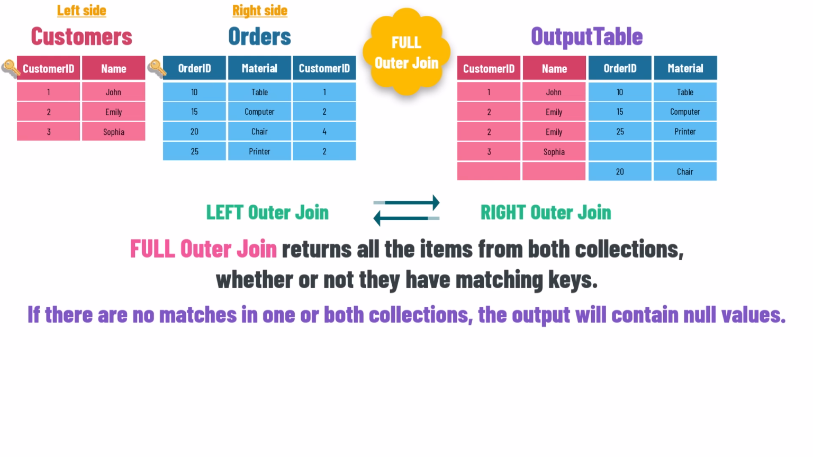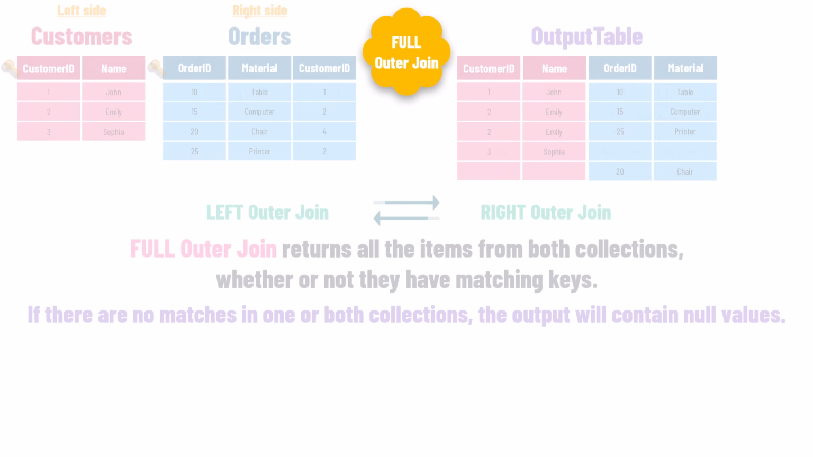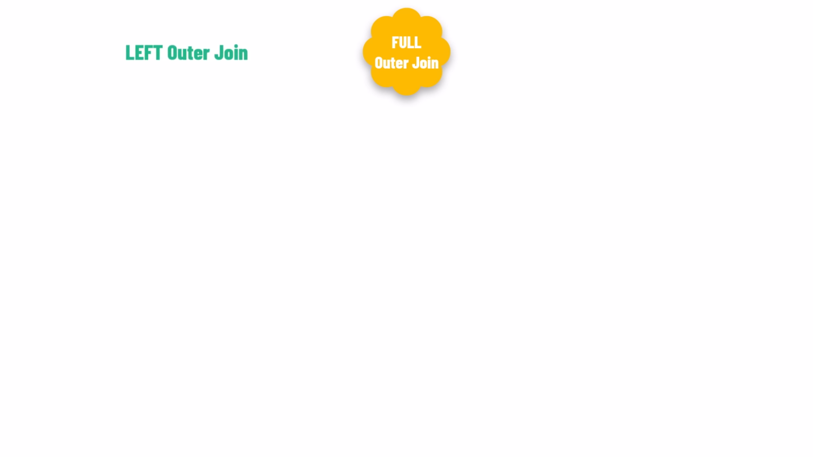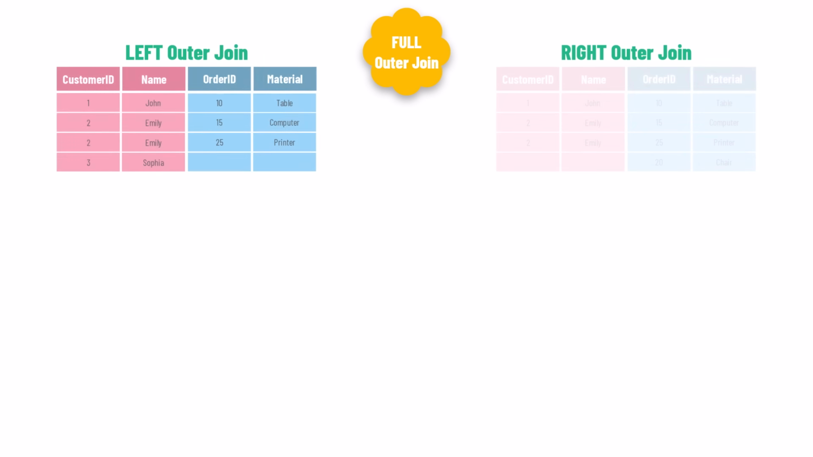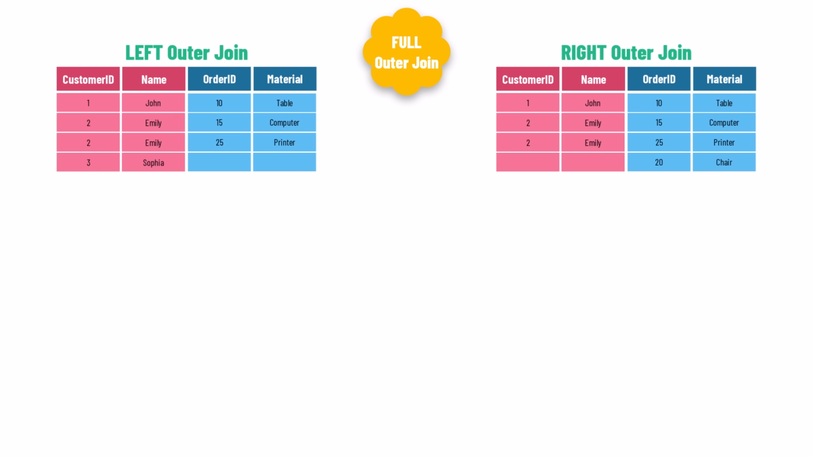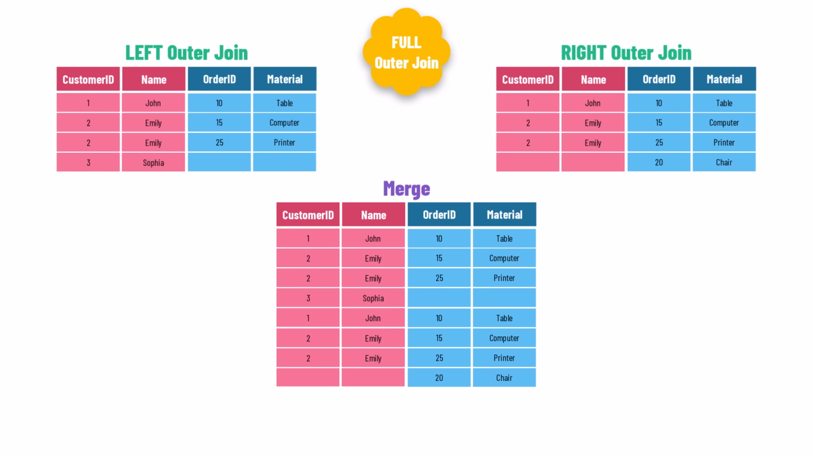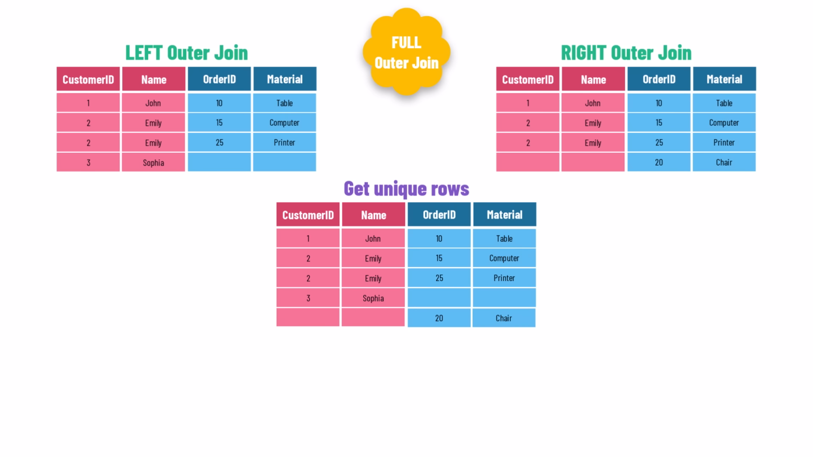To implement full outer join we have to do the following. We first calculate left outer join. Then we calculate right outer join. The result of both joins is the following. After that we merge both tables. The result will be the following table. At the end we take only the unique rows from this table. So, the end result will be the following table. In this way we can calculate full outer join, and this is the easiest way to do that. That's all about this join type.